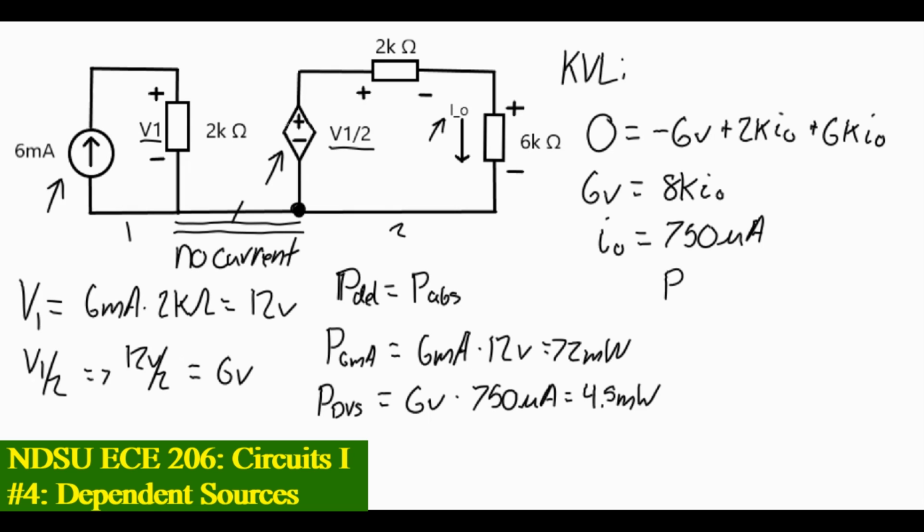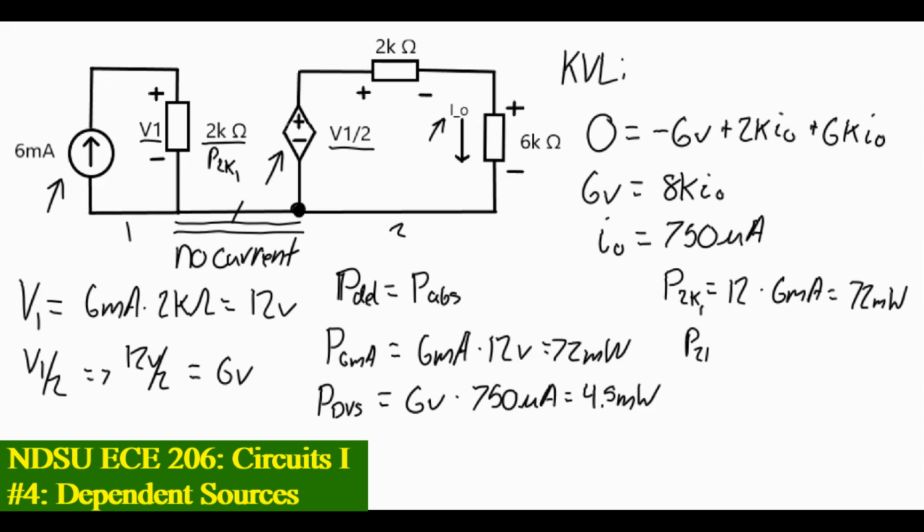Okay, let's do the power absorbed by our resistors. The power absorbed, let's do the 2K resistor here. Let's call that P2K1. P2K1 is going to be equal to the voltage across it times the current through it, which is V1, 12 volts, times 6 milliamps. It's going to give us the same thing that we got for the power delivered by the current source, 72 milliwatts.